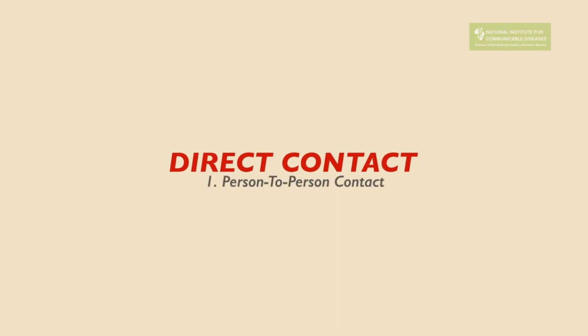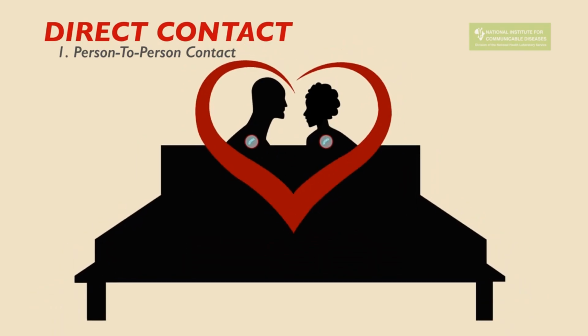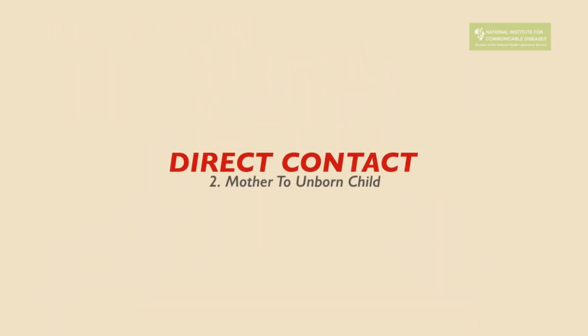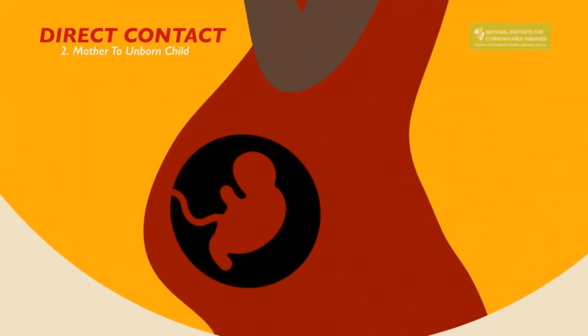Person-to-person contact. Infectious diseases are commonly transmitted through person-to-person contact. Transmission occurs when an infected person touches or exchanges body fluids with someone else. This can happen before an infected person is aware of the illness. Sexually transmitted diseases and HIV can be transmitted this way. Mother to unborn child. A pregnant woman may pass germs that cause infectious diseases to her unborn baby. Some germs can pass through the placenta. Germs in the vagina can be transmitted to the baby during birth.